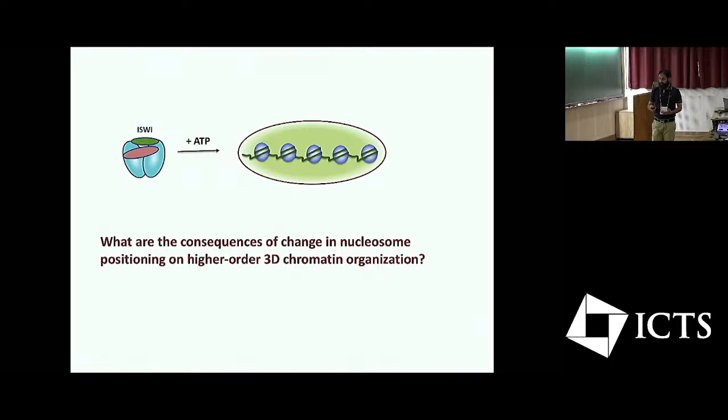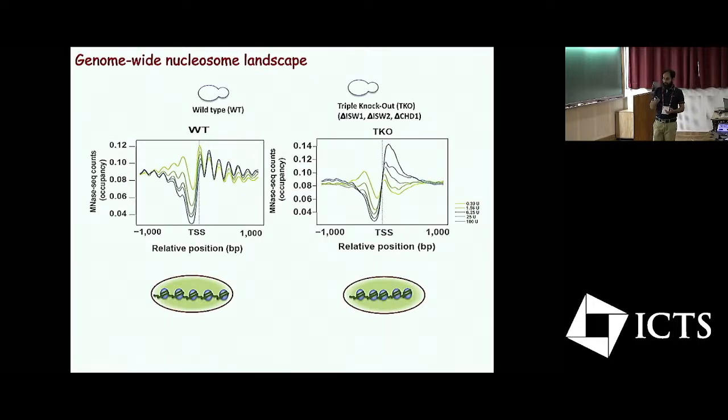So we used the budding yeast model, in which these remodeling factors were knocked out, and we did the MNase-seq at 5 different concentrations, and plotted the data around the TSS. So you can see here in the wild type cells, we have a regular phasing of the nucleosomes, which suggests this is the pattern. But in the knockout strain, we can see there is a completely perturbed distribution of the nucleosomes across the genome.